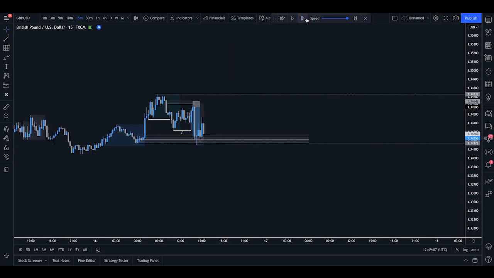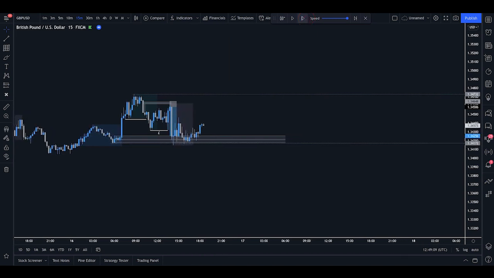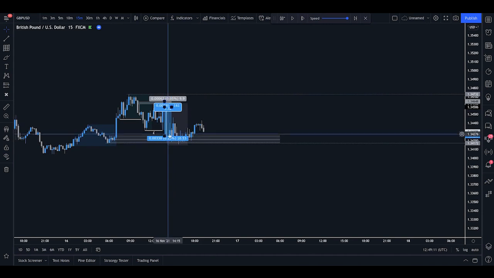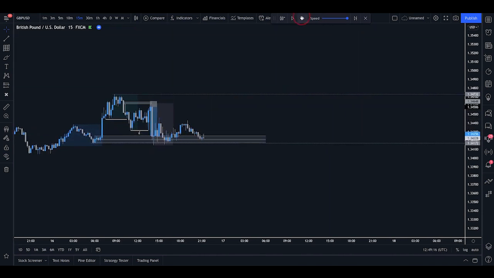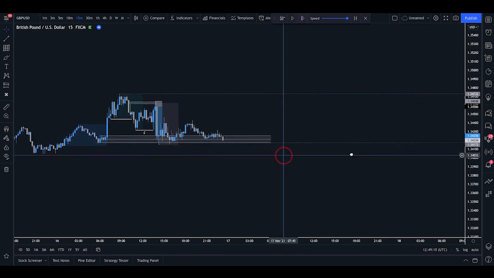Now, I'm not sure what it did there. Should we have a look? So we can see in this instance, we did actually get a reaction from that level. So obviously this would have been the best place to close the short. Now, it may continue further. I am not sure. But for now, this is a solid target.